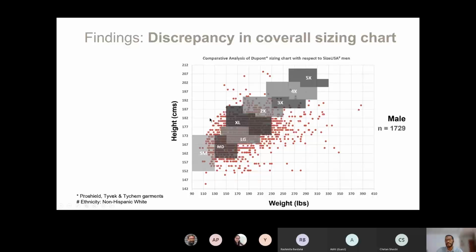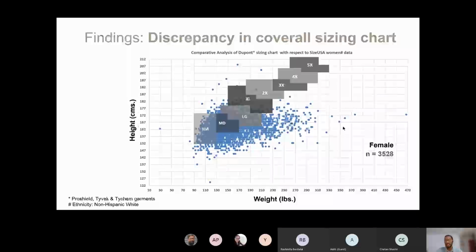And the red dots that we see outside those boxes are the people, or the sizes of people. In this case, they are male. So the males who are currently not being covered by the sizing chart commercially being offered. And similarly, if we see there's a huge population of females who fall beyond the sizing chart collectively being offered or provided by the coverall manufacturers.